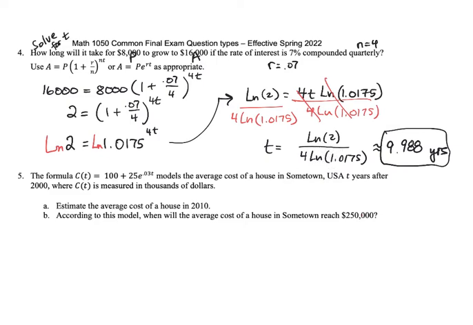Obviously, in this case, we can use context to determine that 9.988 is in years. But for instance, when we plug in for n, we put 4 because it's 4 times a year. So how could we know that that's not 9.988 times a year?